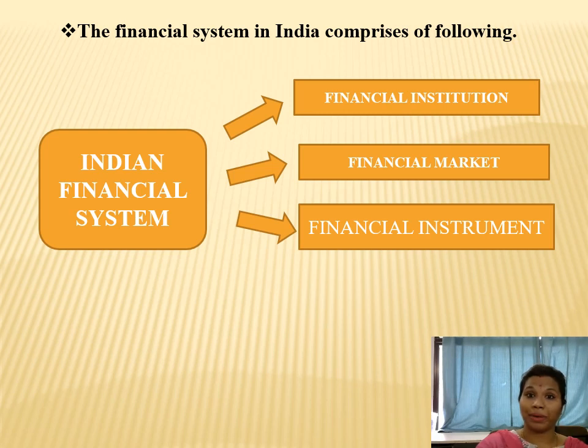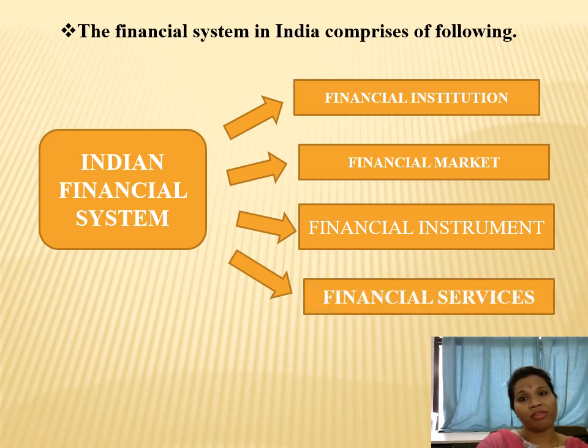What are the instruments that play in the financial market? And the last one is financial services. What are the financial services that are in the Indian financial system? So these are the four important components. The first one was institution, market, instrument, and services. All this comprises the Indian financial system. The first one was financial institution, the second one was financial market, the third one was financial instruments, and the last one was financial services.